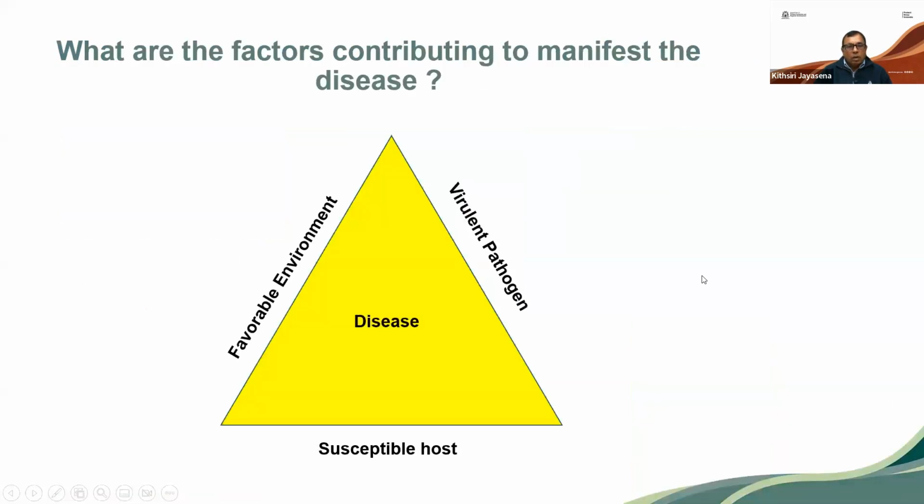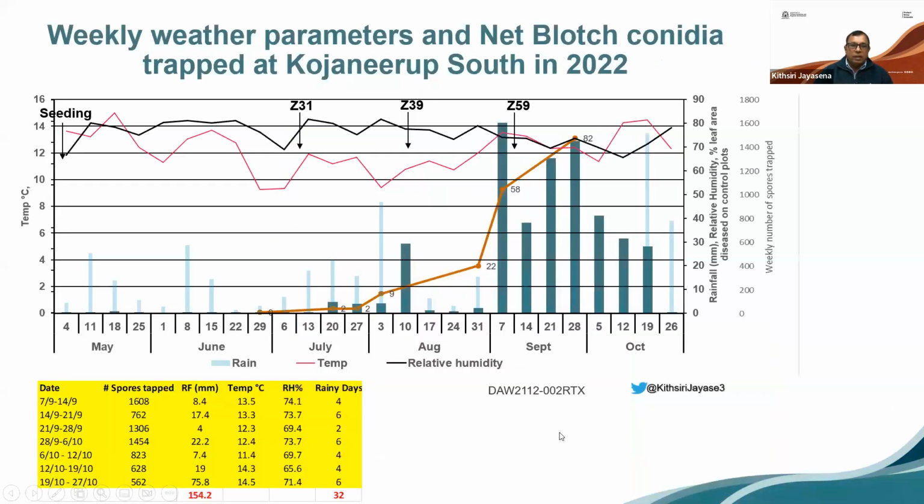To initiate the disease, there are 3 factors that have to be met. There should be a susceptible host and favorable weather conditions. Of course, there should be a pathogen there to infect the crop. A good example is this. This is a very simple observation, trying to correlate the number of spores in the air with how the disease progresses.